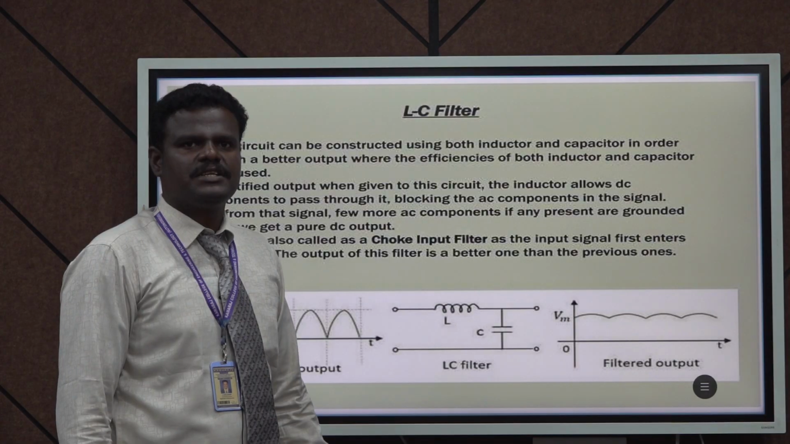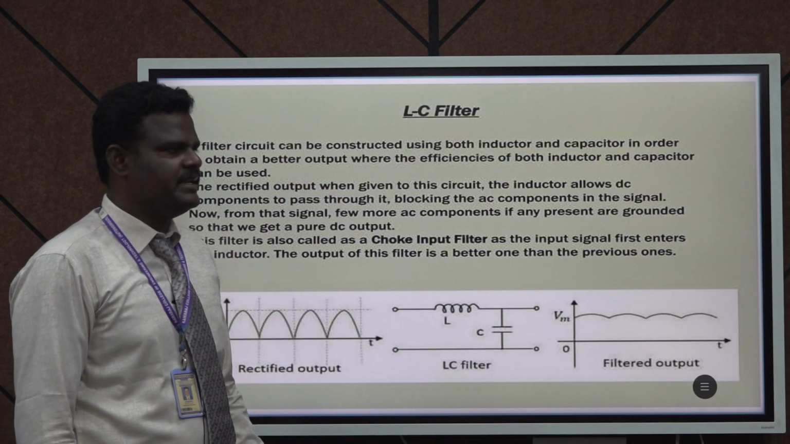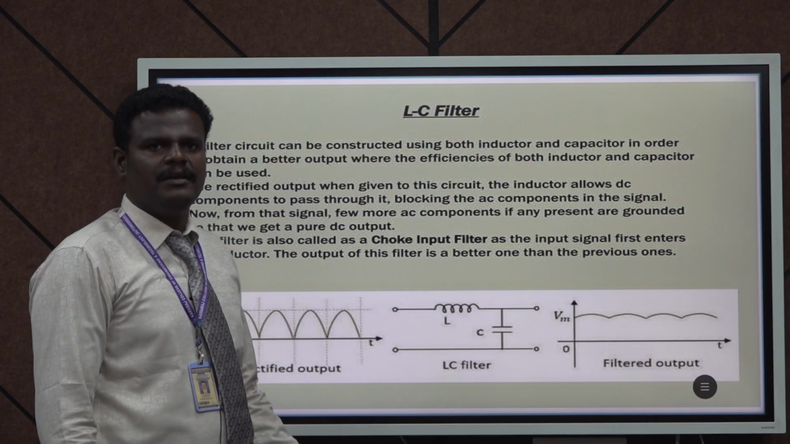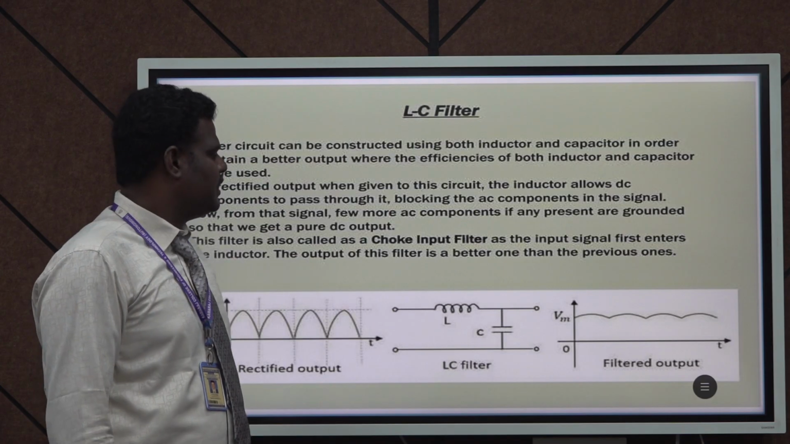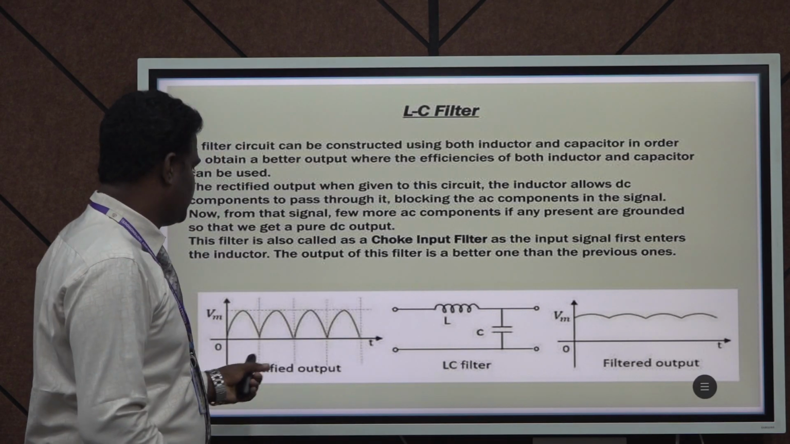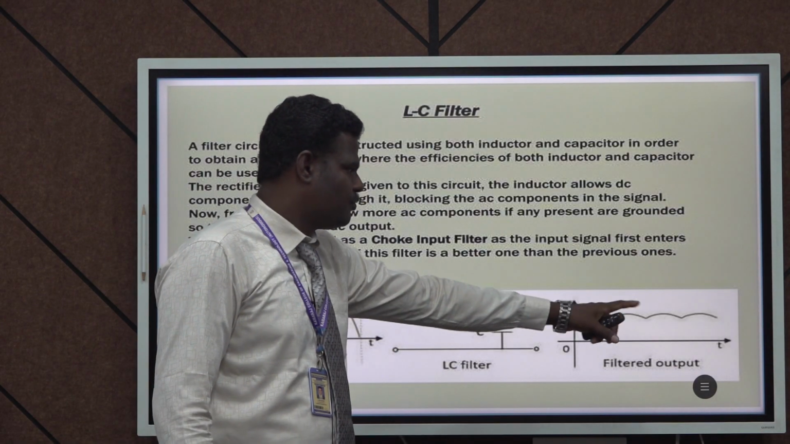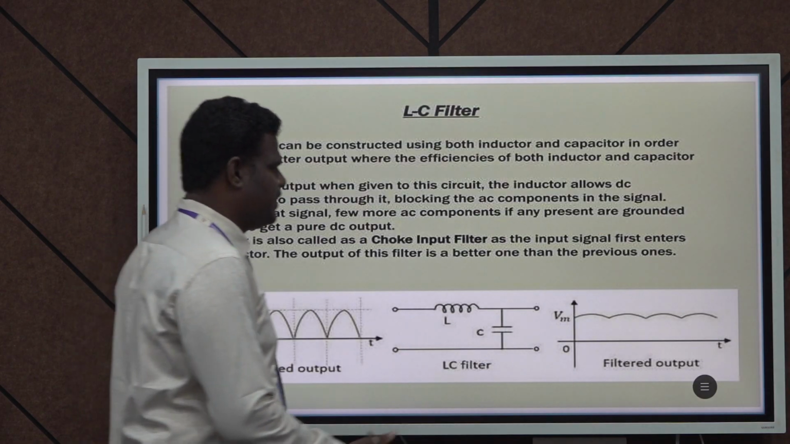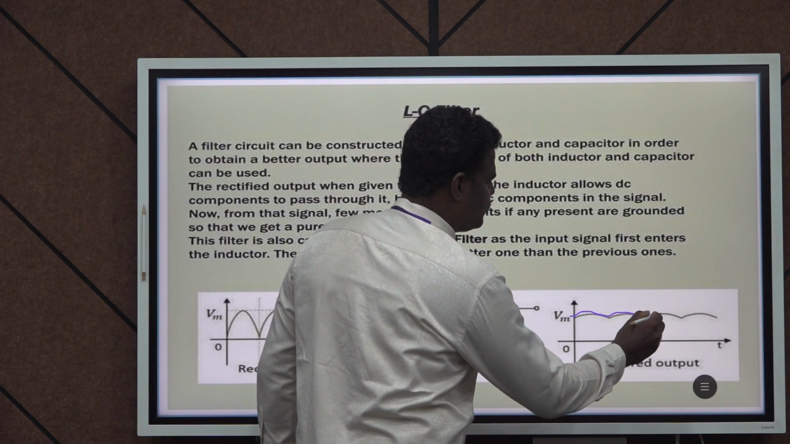Next we are going to discuss the LC filter. The LC filter is made up of L and C. Already we know that the inductor L will be connected in series and C will be connected in parallel. So, here we are utilizing an LC filter. The rectified output is passed through the LC filter and we get a filtered output like this. Here we get a smoother DC. The DC output is a smoothed one.